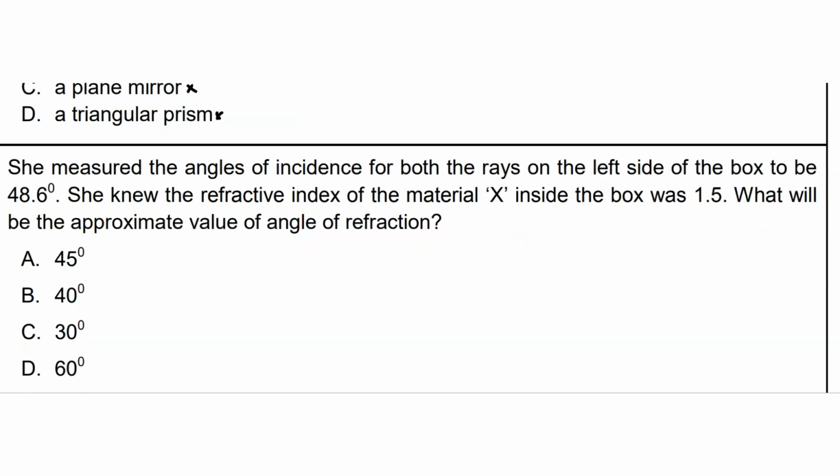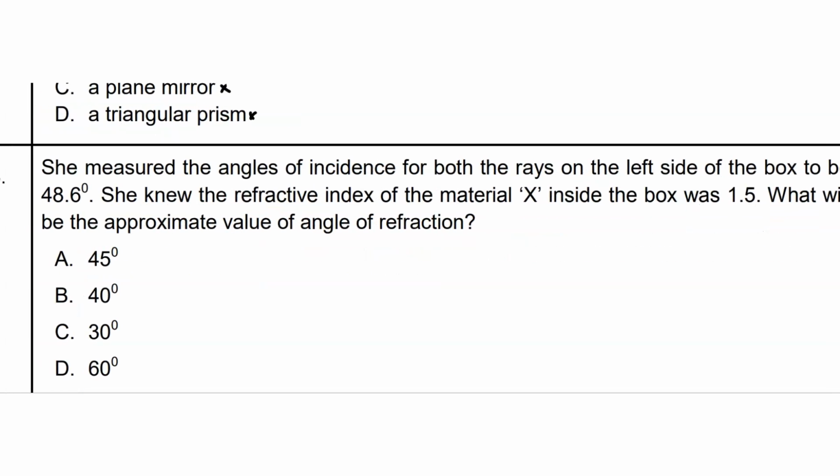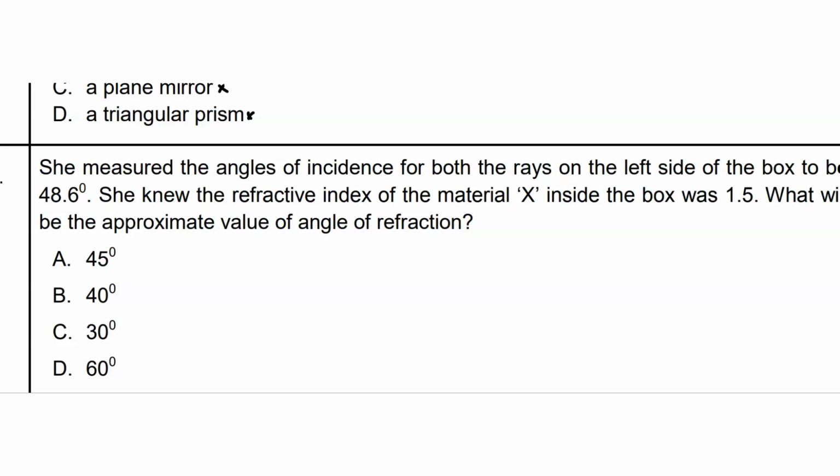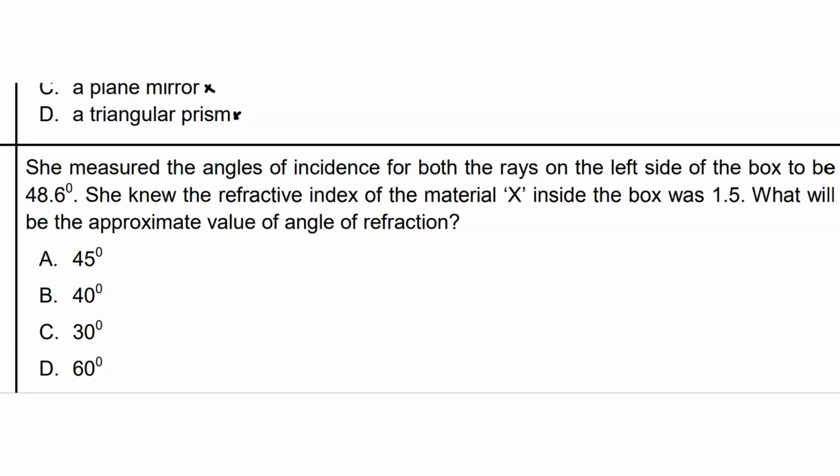Now the next question is the continuation of this case, question 58. She measured the angles of incidence for both the rays on the left side of the box to be 48.6 degree. So the angle of incidence for ray 1 and 2 are both equal to 48.6 degree. She knew the refractive index of the material X to be 1.5. So this is the refractive index of this box, which is 1.5.